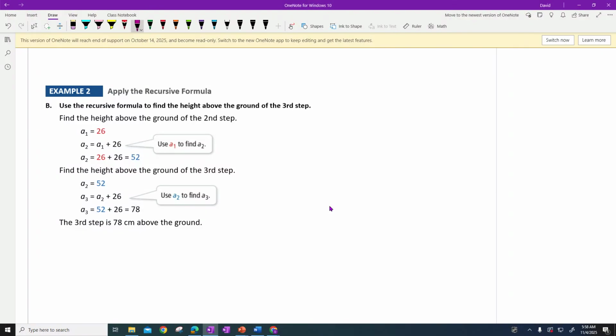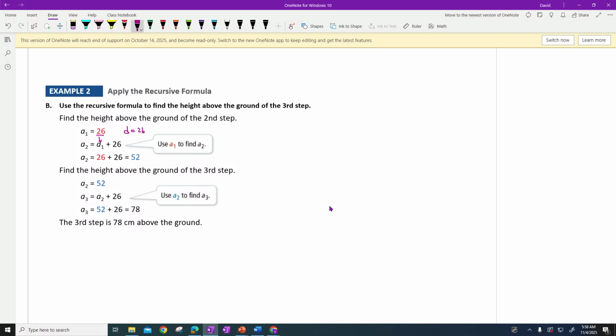Again, here they are kind of breaking it down. Same thing. My first step is 26, so that 26 needs to go here. My d is 26, so I'm going to put that here. d is 26. Every time I'm going up 26 centimeters. So my next one's going to be 52. If I want a sub 3, then I want to take the 52 and add 26 to it. If I want a sub 4, I want to take the 78 and add 26 to it.